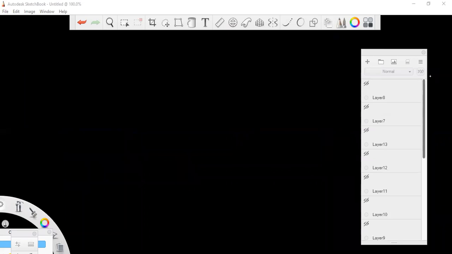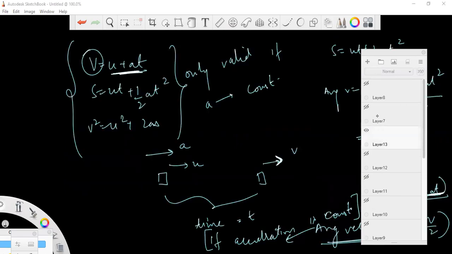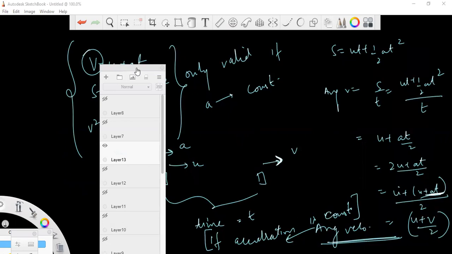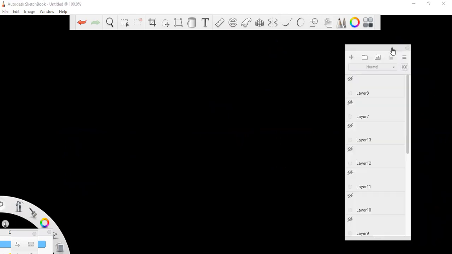If the object is moving with constant acceleration, then you can say the average velocity will be u plus v by 2. But that is only the case when acceleration is constant. If it is not constant, you cannot use this. Is that fine? Is that okay? Okay. Let's do some graph things.